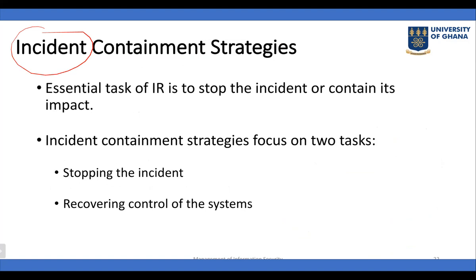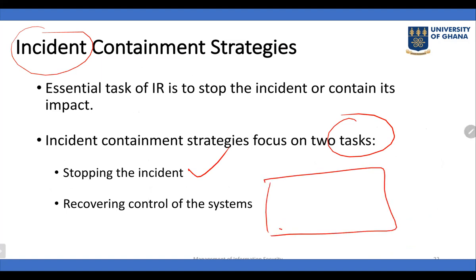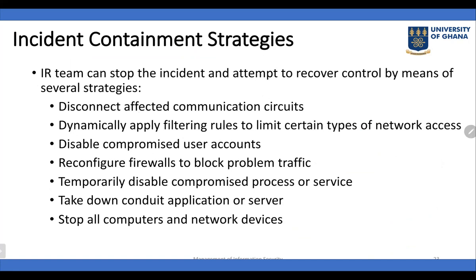So incident containment strategy focuses on two tasks. First, you stop the incident, and secondly, you recover control of the system. So you have stopped it, but you also need to have control of the system. These are some of the strategies to contain incidents. Once it happens and it is reported, these are the first things you do, more like first aid.